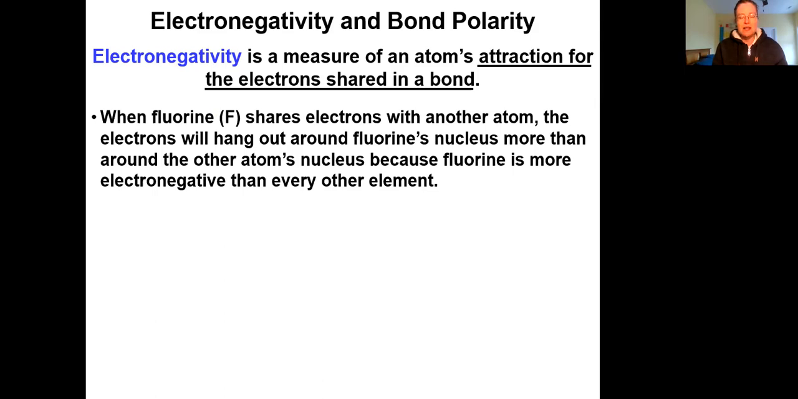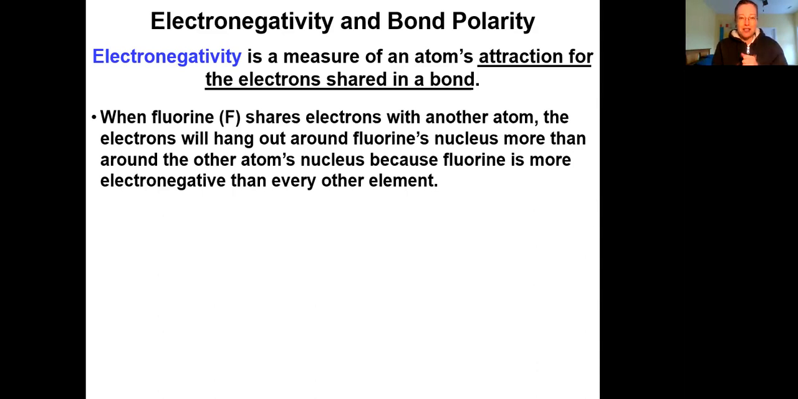Well, what does this mean? Keep in mind that we have all of our protons in the nucleus, and the electrons are moving around outside of them. What keeps the electrons hanging out in the atom is the fact that they have a negative charge and the protons have a positive charge. And so they're attracted to each other.